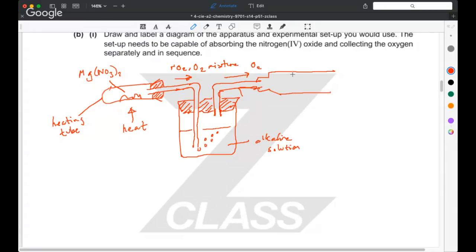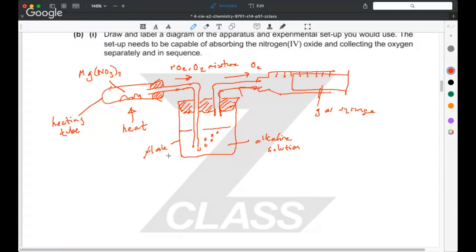There's other things that you could use, but there's a plunger there to the gas syringe, isn't there? And the gas syringe will have a scale on it so we can measure the volume of gas that's being collected. So that's the gas syringe. There's a label and a straight line drawn up to that. And over here, this was the flask with an alkaline solution in it. Okay, so that's the basic apparatus that you'd use for doing this.